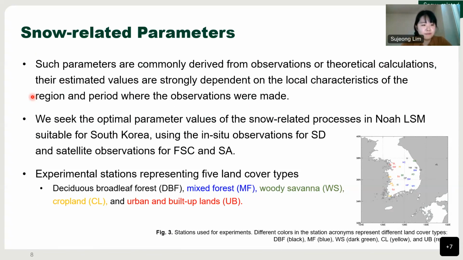Such parameters often reflect the local characteristic where the empirical relations are made, so it requires additional tuning of a parameter when we apply them to other regions. So in this study, we seek the optimal parameter values of snow process in NOAA-LSM for South Korea. To get the optimal parameter, we collected in situ observation for snow depth and satellite observation for fractional snow cover and snow albedo. We selected the 25 stations where the in situ observation is located, and they included 5 land cover types.